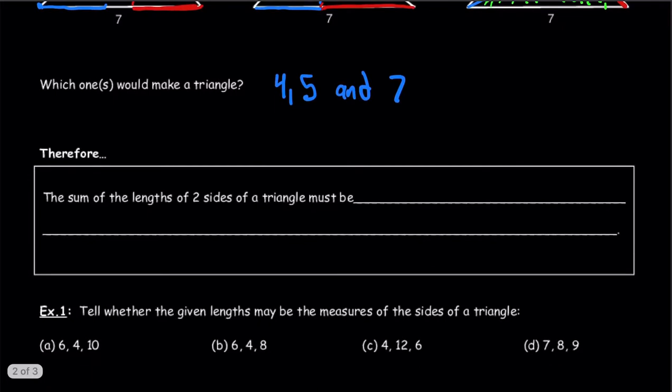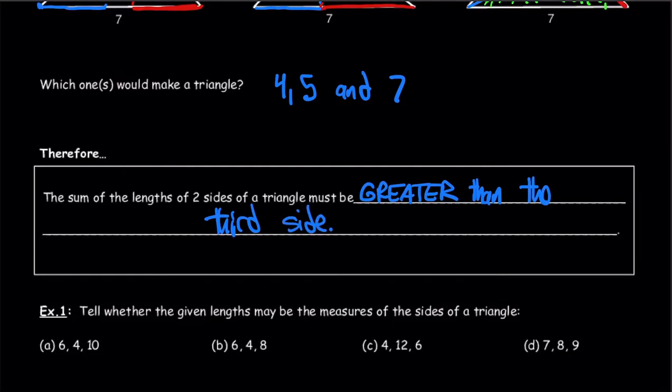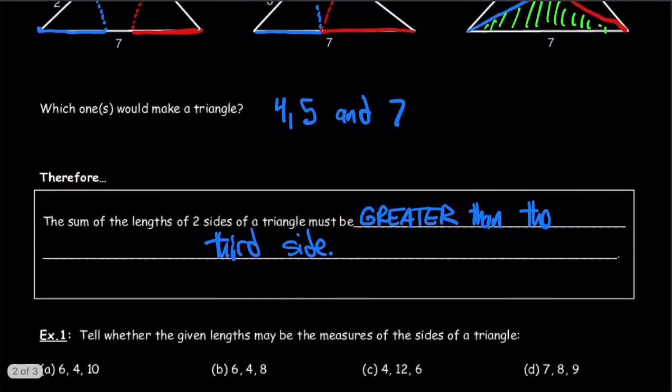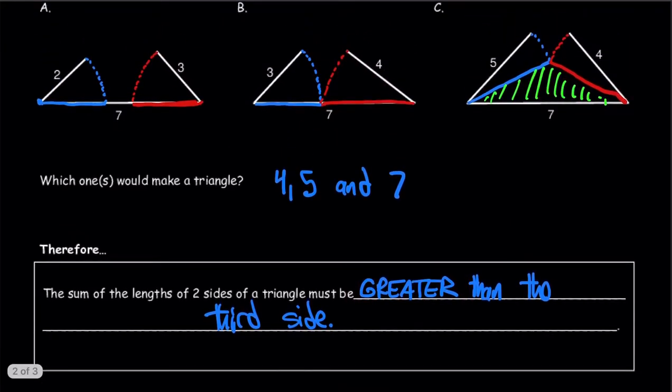The sum of the lengths of two sides of a triangle must be greater than the third side. And notice I use that word greater. Equal does not work because here they were equal. 3 plus 4 equals 7, but you see what happens? They would fall down, they would touch, but it wouldn't make a triangle. They would lie right on top of one another.